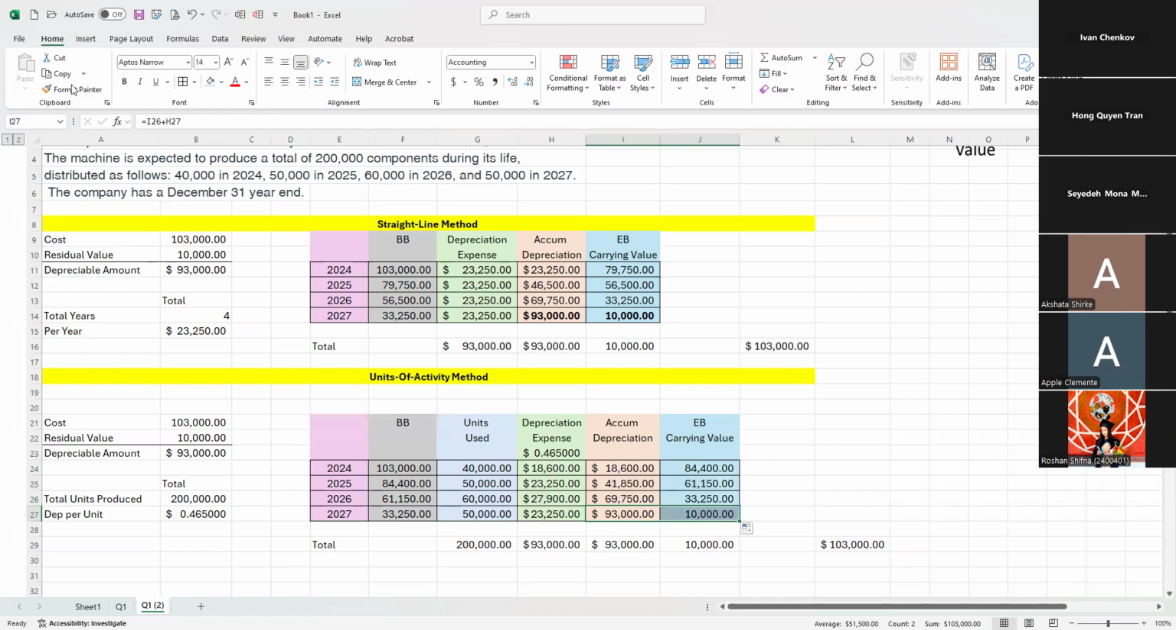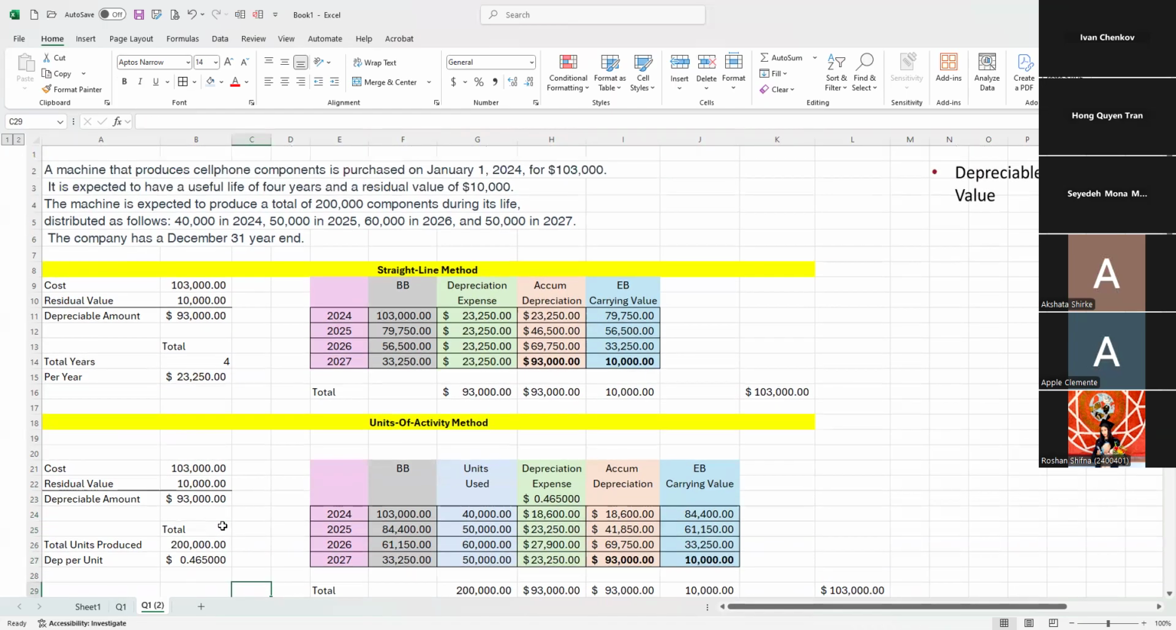Did we get what we wanted? Yes. So do I know how much my depreciation is every year? Yes. Okay, this one is done. Next one. What do we have to use for the next one? The next one, double.